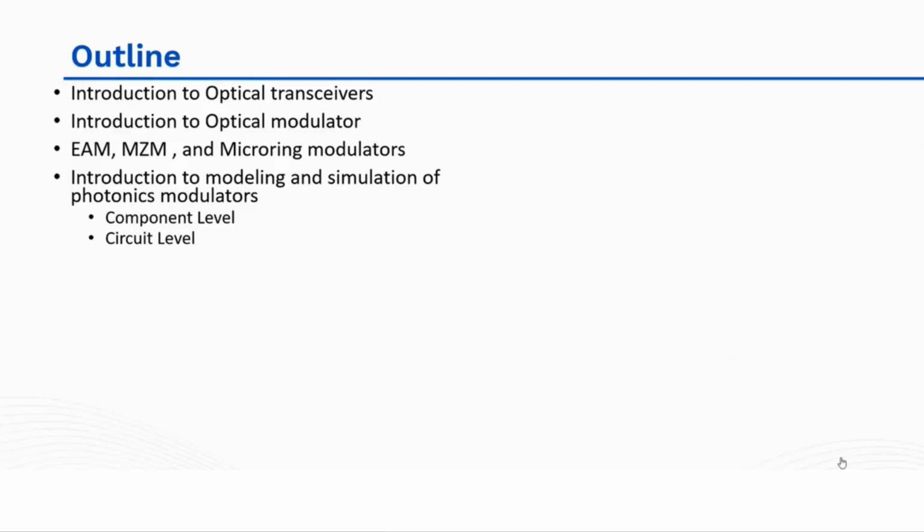The outline of my talk: first of all, I will discuss the optical transceiver, and then I will go into more detail on the optical modulator, a part of the optical transceiver. Then I will compare three modulators: the electro-absorption modulator, the Mach-Zehnder modulator, and the microring modulator. Then I will show you how we can design and simulate these kinds of modulators using Lumerical and Ansys tools at both the component level and the circuit level.